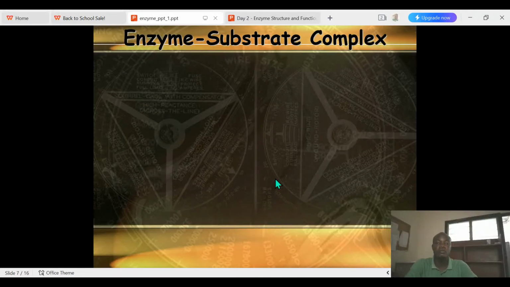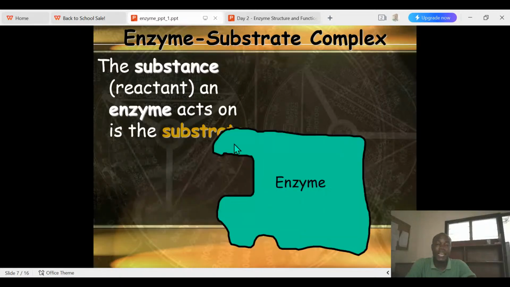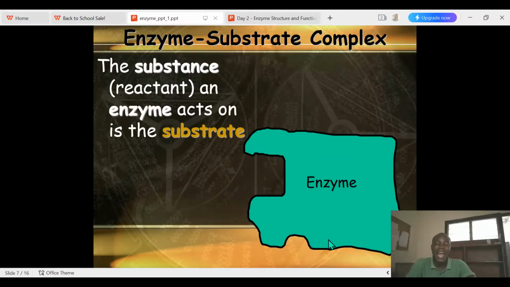Now, how do we get the enzyme substrate complex? The substance, in chemistry the reactant, that an enzyme acts on is the substrate. So what an enzyme acts on is called a substrate. But in chemistry, we call it a reactant. In enzymology, the substance that enzymes act on is called a substrate.